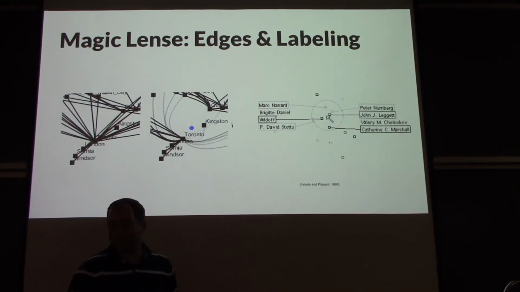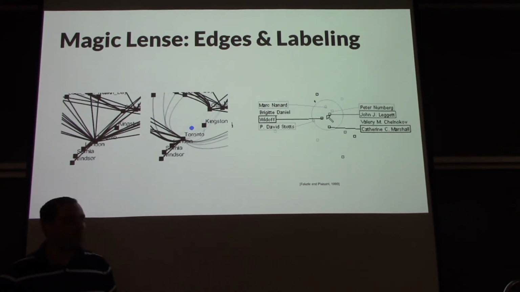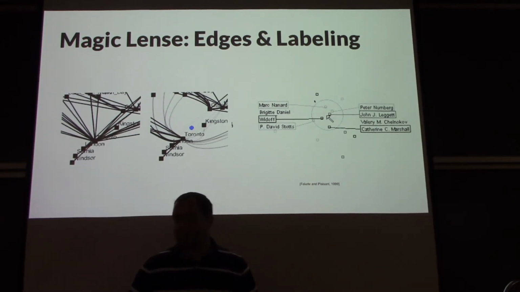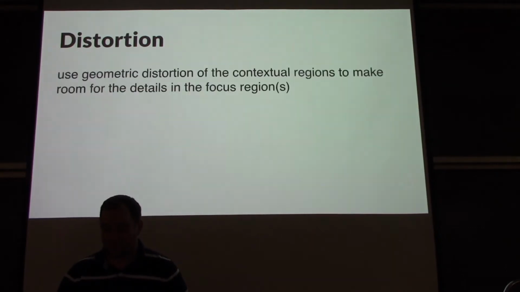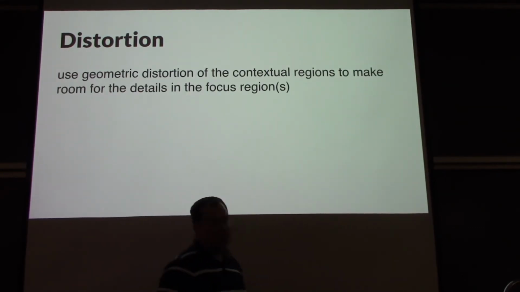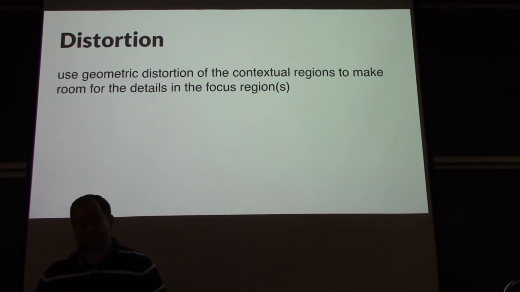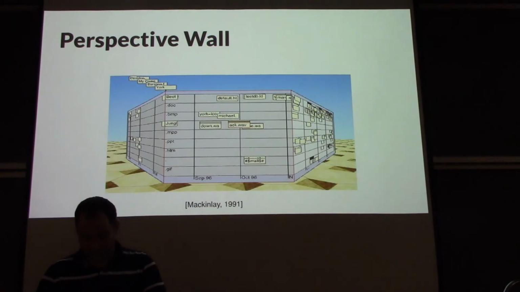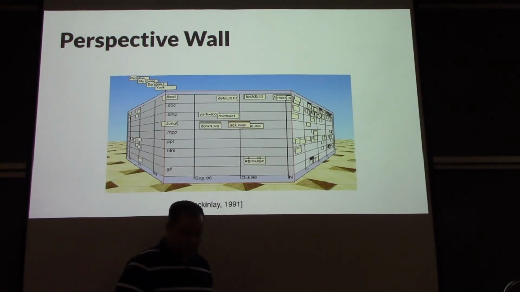Like this, the circle here is the magic lens, and by moving that circle around, the labels for all of the dots that are inside that circle are shown. The next important technique is distortion. Here distortion uses a geometric distortion of the contextual regions to make room for the details in the focus region. This is also another historic example.